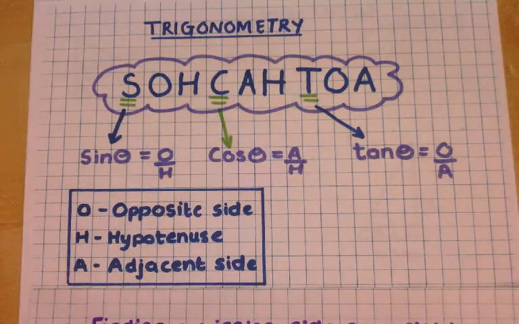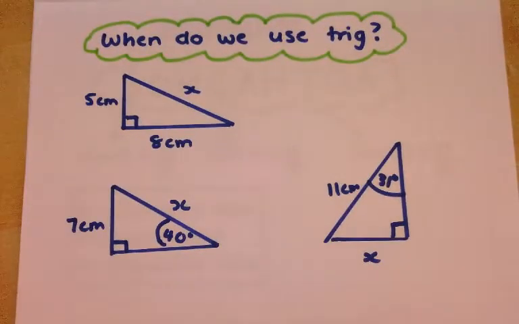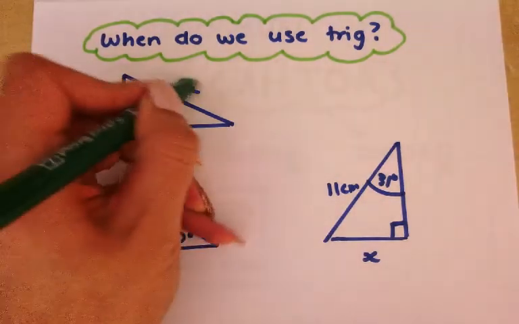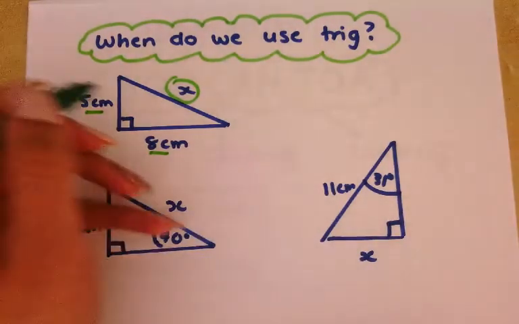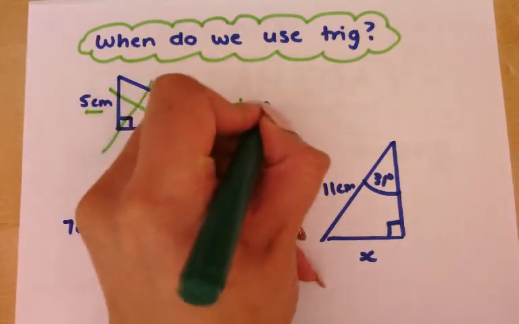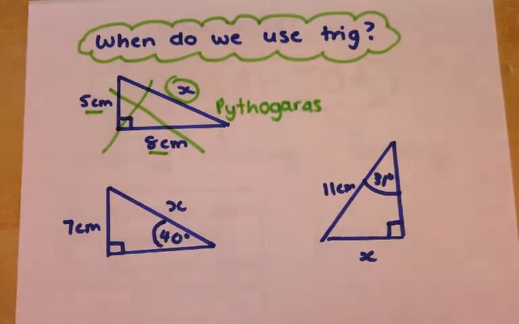But first of all, we need to look at when we can use trig. So for the first problem, we have two sides given and we're looking for a missing side. In this situation, we cannot use trig, we use Pythagoras. So this is a Pythagoras problem. Given two sides, looking for one side.